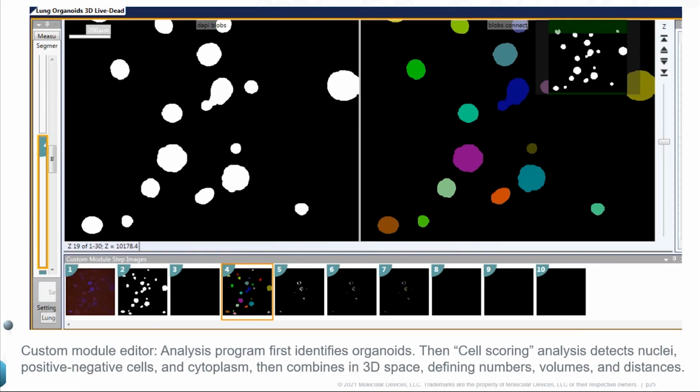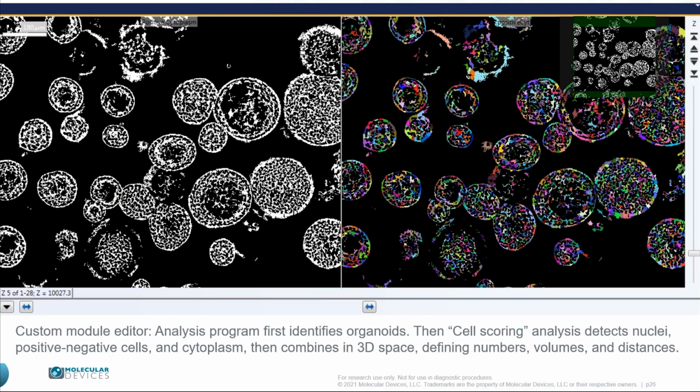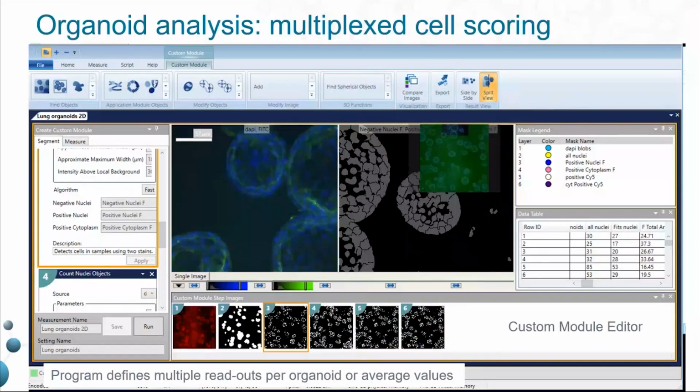A more complex method could be used for multi-step analysis. For example, in this case, you can see software first finds organoids and then finds organelles inside of those organoids. And then you can characterize the number of different cells in different organoids, and also the percentage content of different cells in organoids.